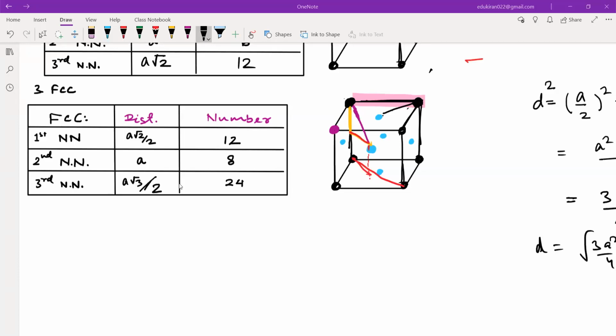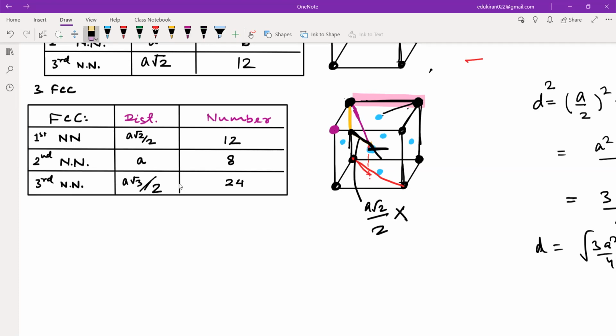FCC, third nearest neighbor, the last part. Wait a second. Okay, I have to correct one thing. What we did here was, if you can remember, we were calculating the distance from this half of the edge length to this half of the face center, and I mistakenly took this length as root 2 by 2, which is not correct, because if you draw this line further, it will not come as the face center. It will be passing through the wall.